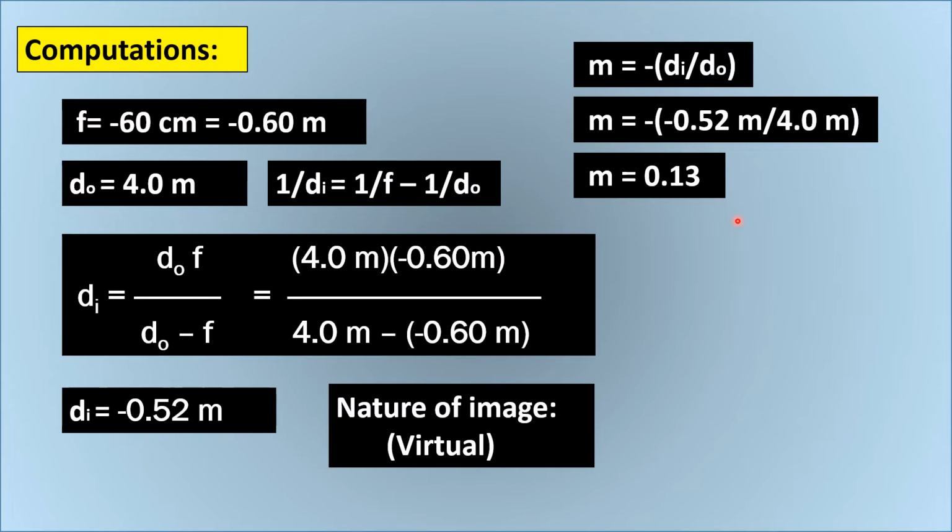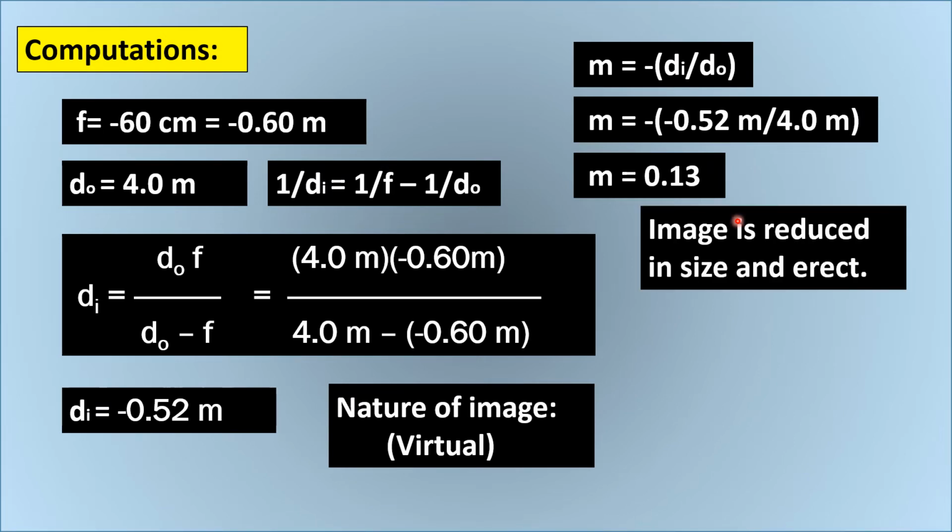The unit meter cancels out, and based on this computed magnification, which is positive, that's understood to be a positive magnification. Therefore, we say that the image is upright or erect. And since the absolute value of the magnification is less than 1, we say that the image is reduced in size, or it is smaller than the object. So all of these results do jibe with our result using the ray tracing diagram method.